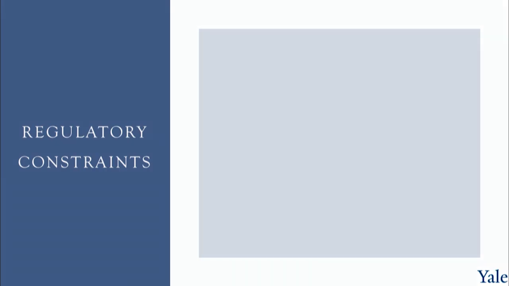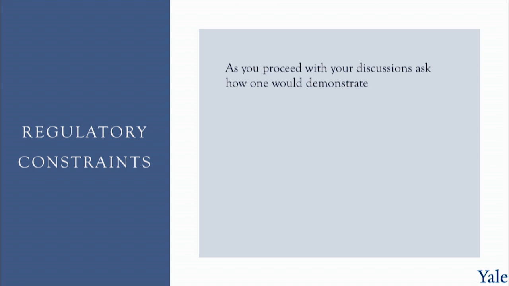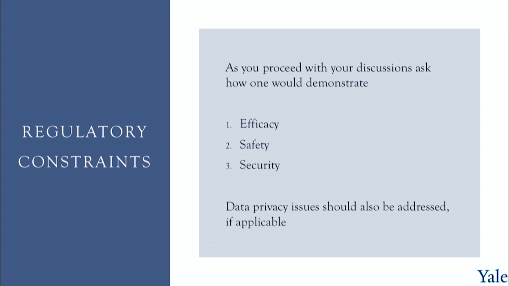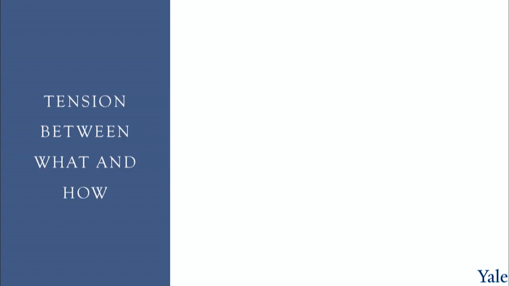So we have some regulatory constraints here, as always, and as you proceed with your discussion with your users to identify what they need, you should ask and keep in mind how one would demonstrate efficacy, that our software achieves its intended uses, safety, that we do not cause harm to the patient or to the caregiver as part of using our software, and security, that our software cannot be abused for malicious purposes. Think about cybersecurity here. And we also have to be mindful of data privacy issues if they are applicable, depending on what exactly our software is doing.